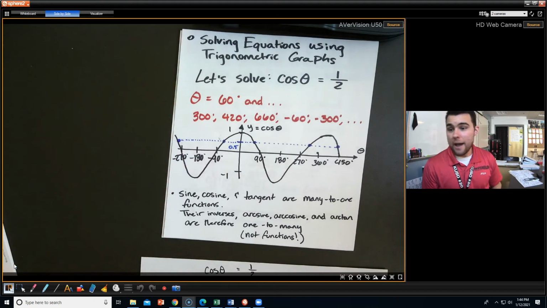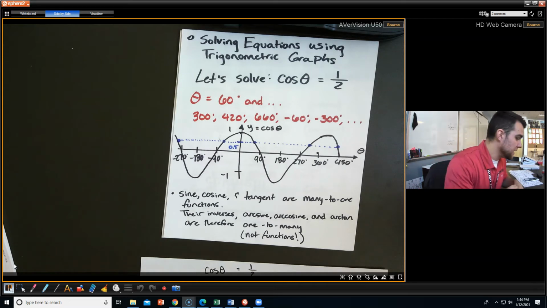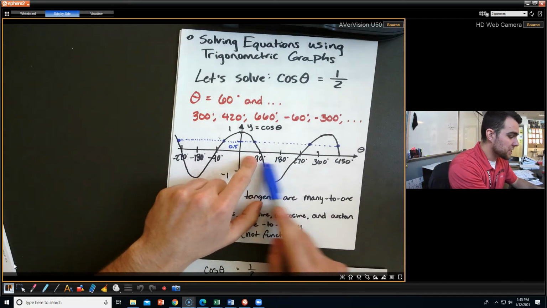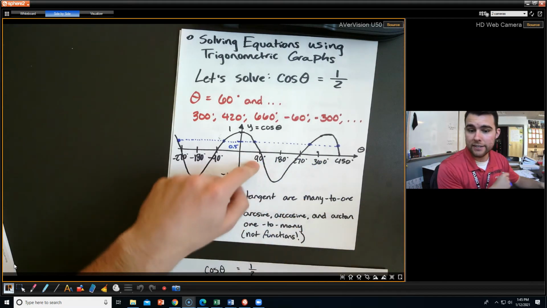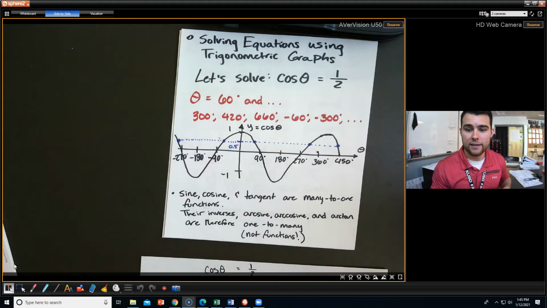And why is that happening too? Let's answer that question first. Why is that happening? Well, sine, cosine, and tangent are many-to-one functions. Basically what that means is as I plug in something for my input, many of those inputs equal one output.